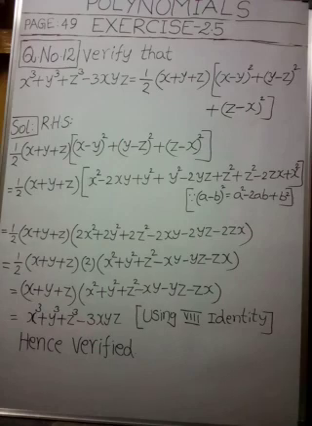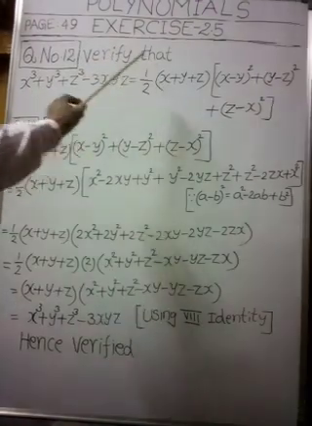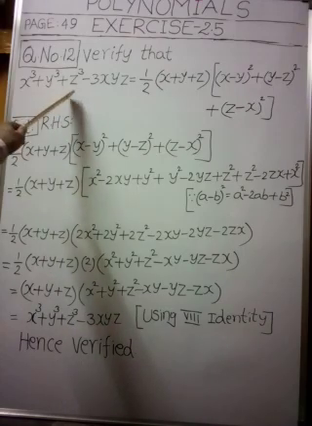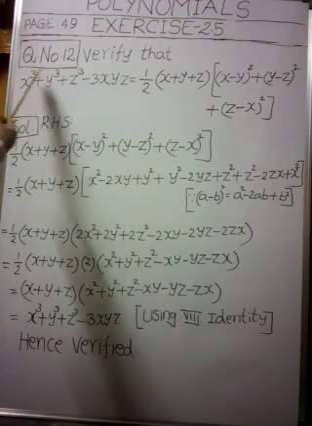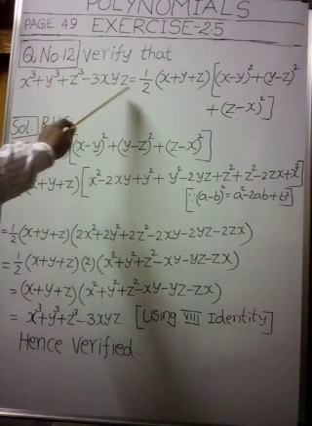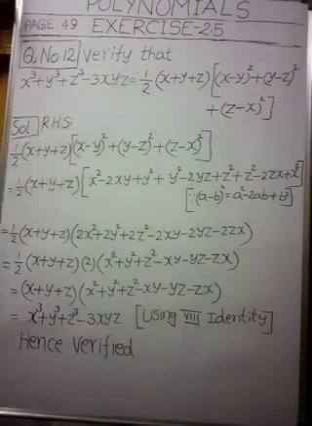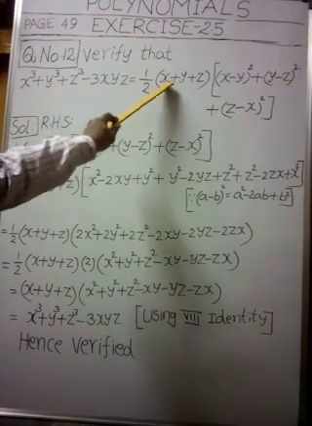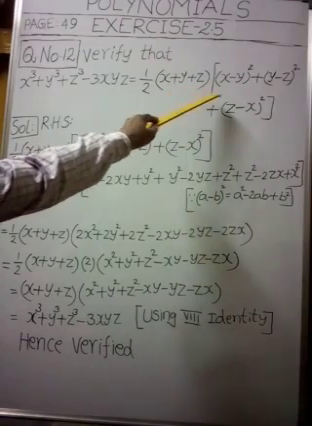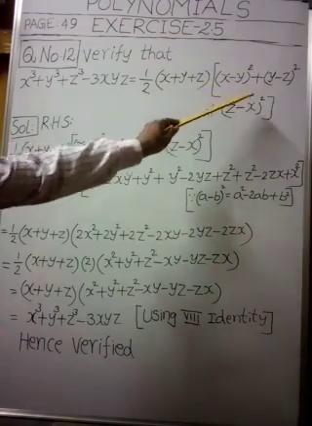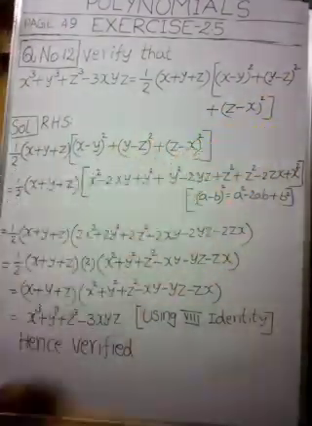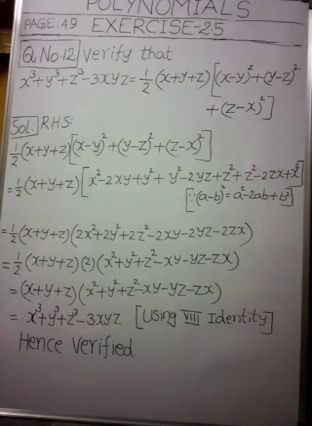Now come to question number 12. Verify that x cube plus y cube plus z cube minus 3xyz is equal to 1 by 2 of x plus y plus z into x minus y whole square plus y minus z whole square plus z minus x whole square. Understood the question, my dear children?